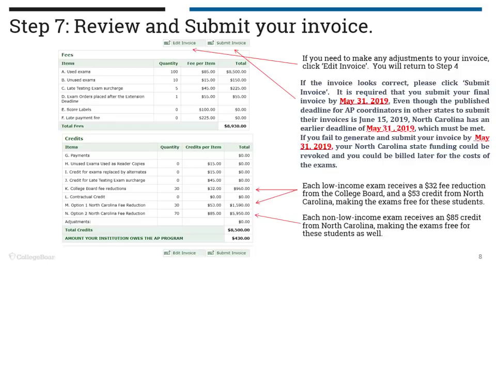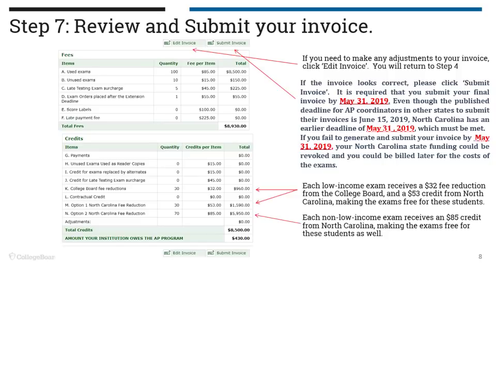In step 7, you'll review and submit your invoice. So you'll see some red arrows here. The first shows you where you can edit your invoice. If you need to make any adjustments at any time, you can always edit here. In that case, you'll go ahead and click that edit invoice, and then you can return to step 4 and just go through your numbers and make any adjustments. If your invoice then looks correct, you're ready to submit your invoice.